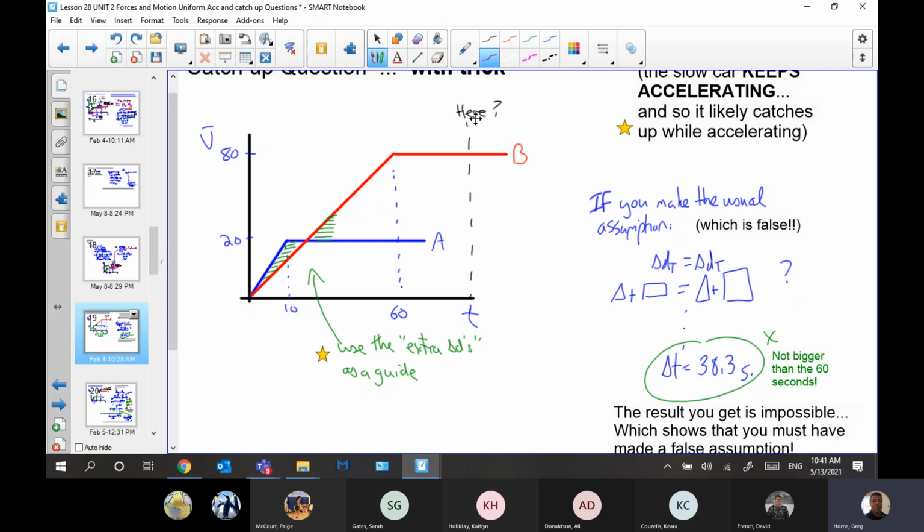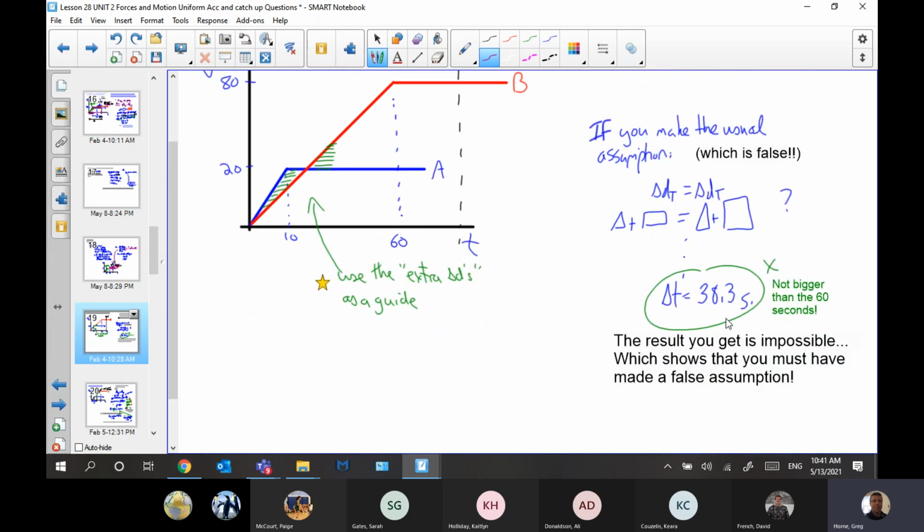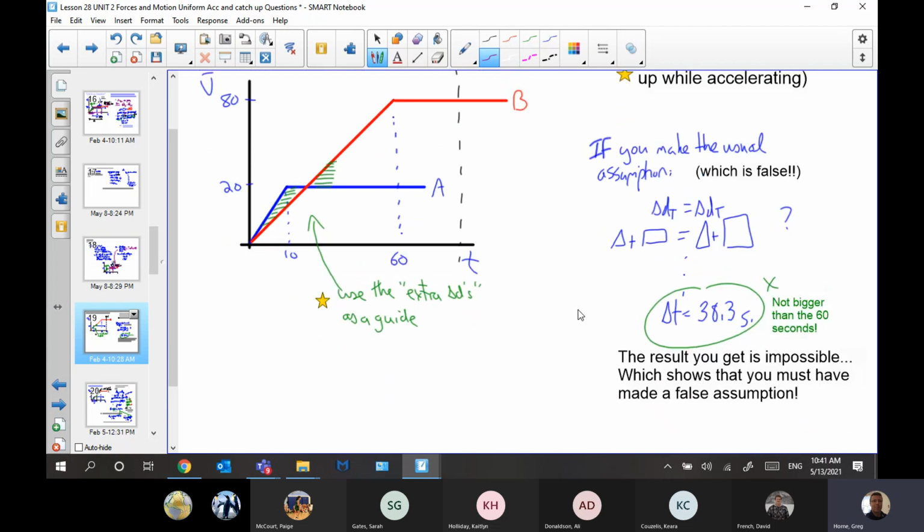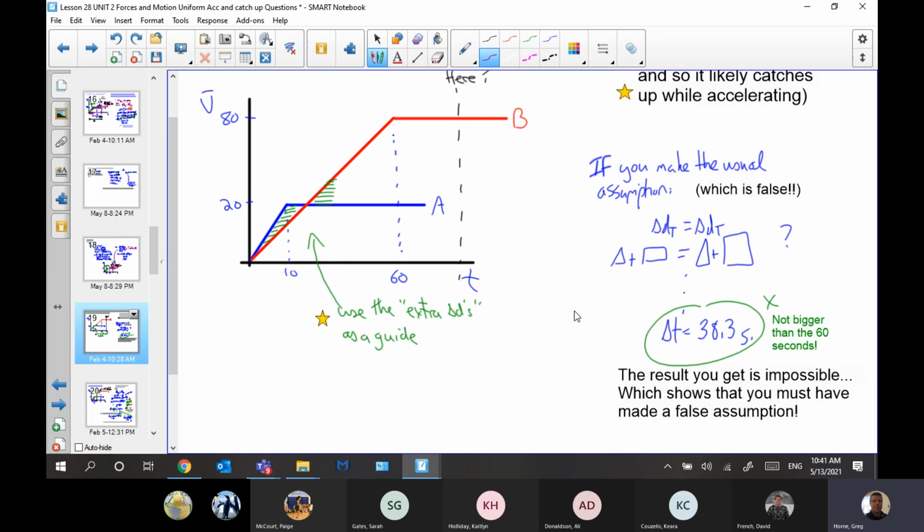You're saying it's going to catch up over here at some number bigger than 60 seconds, and you get an answer mathematically of a number that's smaller than 60, right? So this just shows that it's not bigger than 60 like your assumption was, and so there's something wrong in the math. Okay, so what's wrong is the assumption. So you gotta be careful about that.